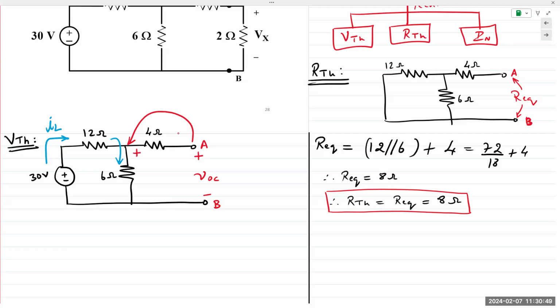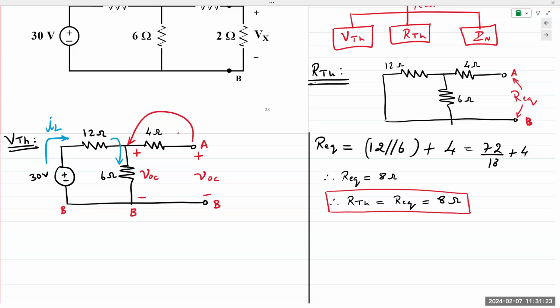So VOC between A and B is exactly the same as the voltage across that 6 ohm resistor, because the bottom node is common. Okay, this is still B. This is also B, right? It's the exact same node. The voltage across A and B is exactly the same as the voltage across that 6 ohm resistor.